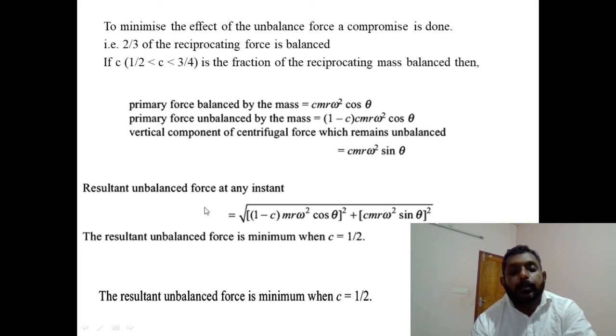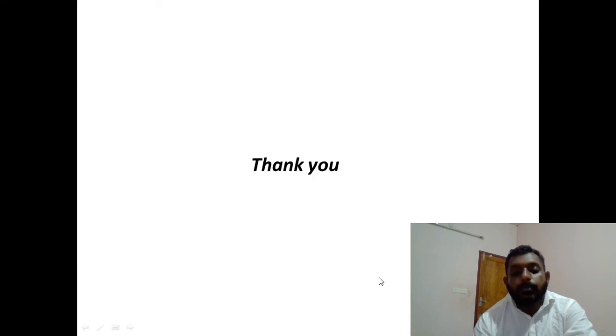So the resultant unbalanced force at any instant can be written as the root of [(1 minus c) mr omega square cos theta] squared plus [c mr omega square sin theta] squared. So this value, the resultant unbalanced force, is minimum when c is equal to 1 by 2, and it is maximum when c is 3 by 4. The resultant unbalanced force is minimum when c is equal to 1 by 2.